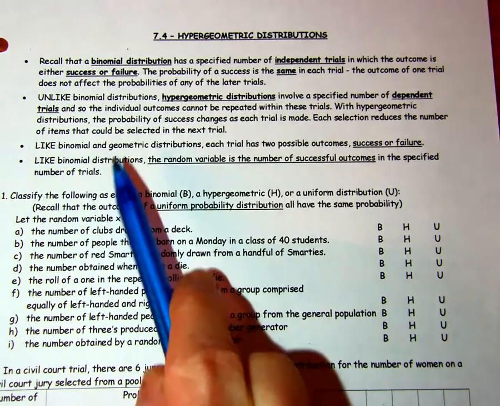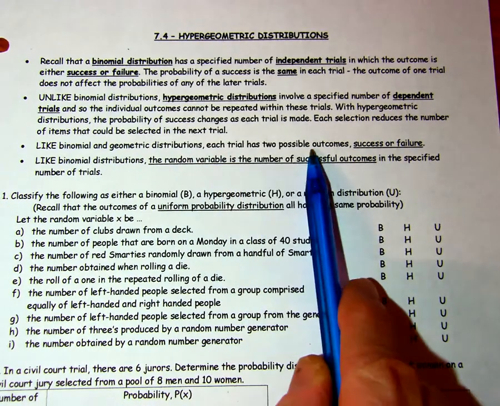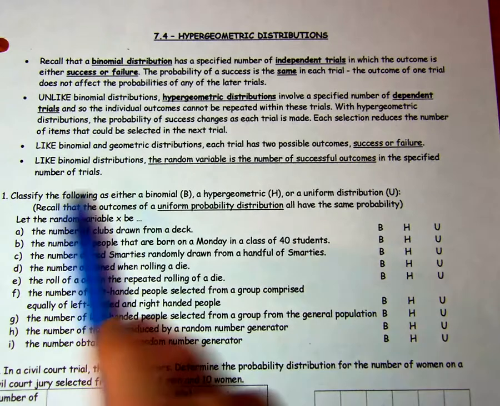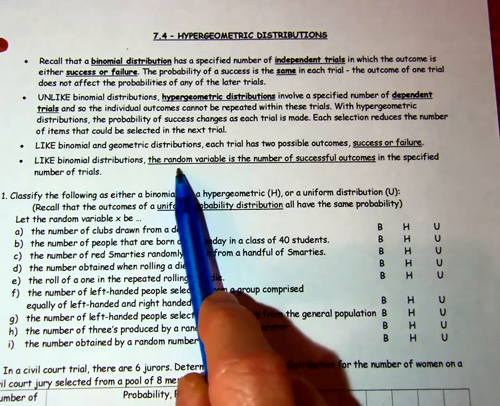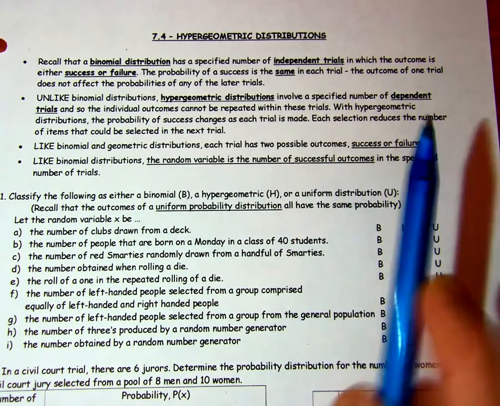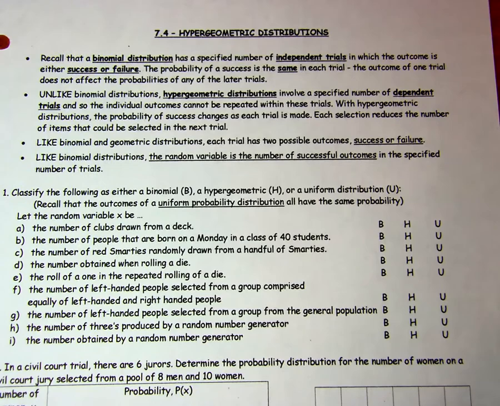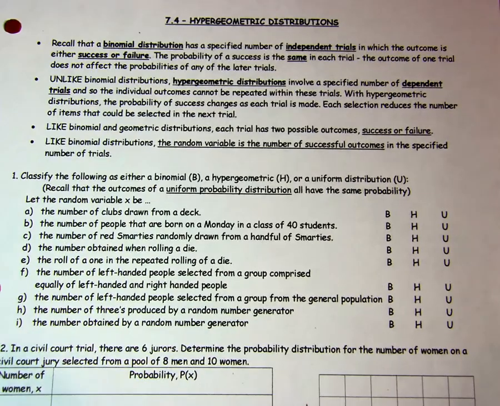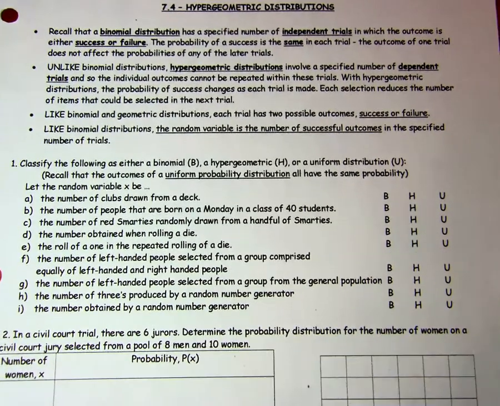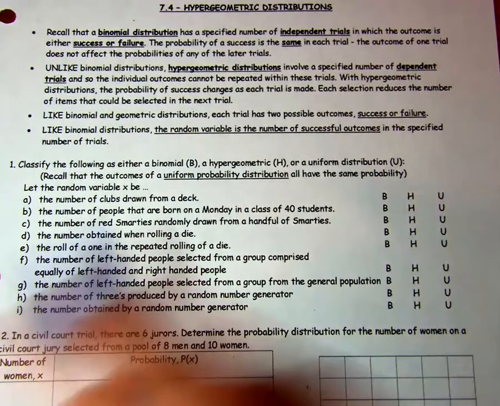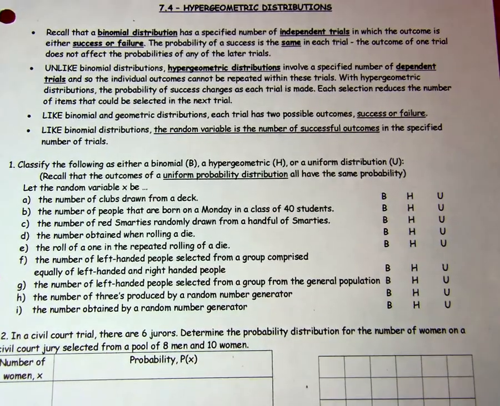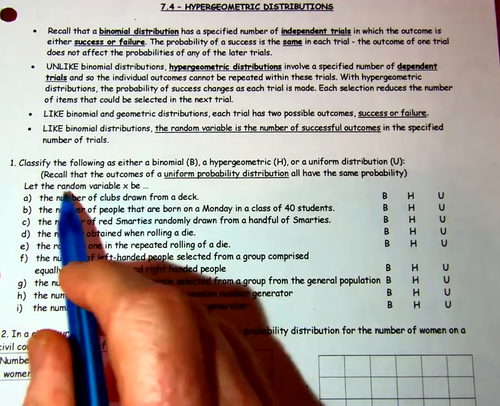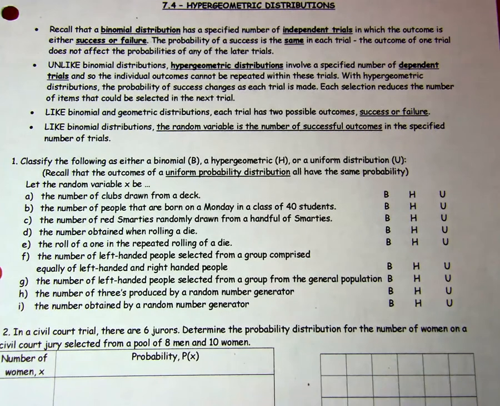So, like binomial and geometric distributions, each trial has two possible outcomes, success or failure. And like binomial distributions, the random variable is the number of successful outcomes in the specified number of trials. All right, let's just do a little Q&A here. Classify the following as either binomial, B, hypergeometric, H, or uniform distribution. Recall that the outcomes of a uniform probability distribution all have the same probability.